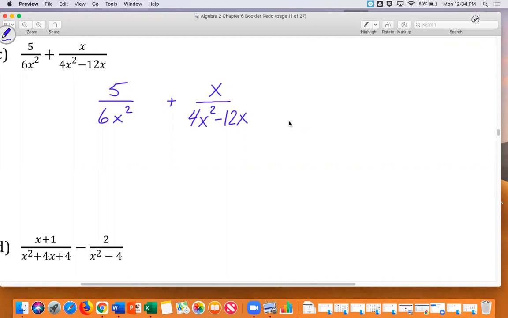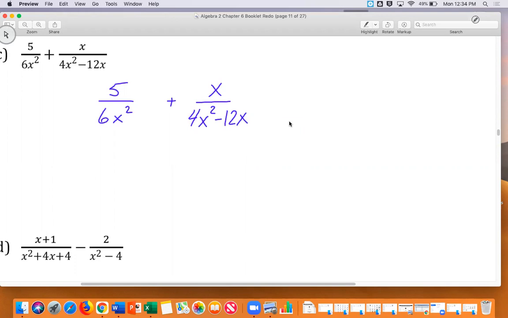Okay. Here we go. I need to find out what's different between the two sides. We got a lot going on here. On the left, I got a 6x squared. On the right, I have 4x squared minus 12x. They look very different. Could I multiply the left by 4x squared minus 12x and the right by 6x squared? Yeah, I could. But I'm going to have to reduce towards the end. I'm going to get a lot of ugly stuff. So here's what you want to do.